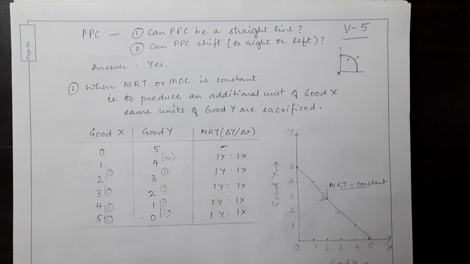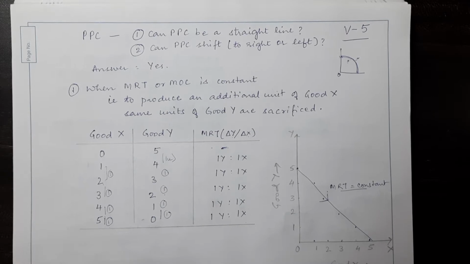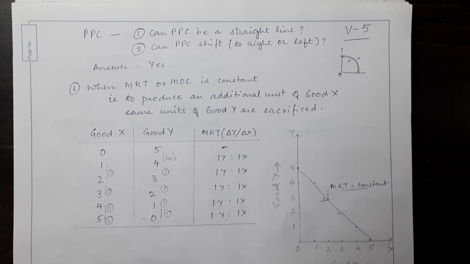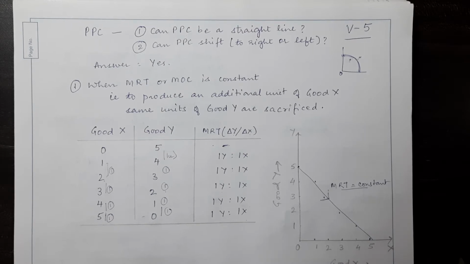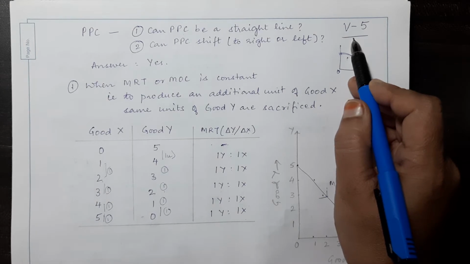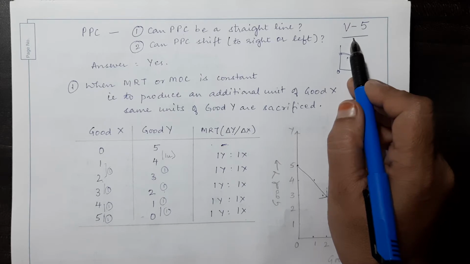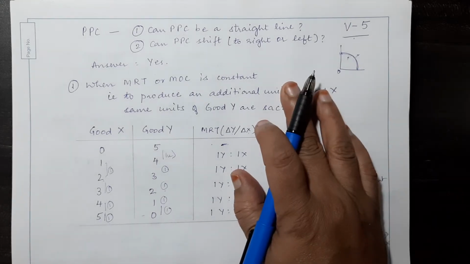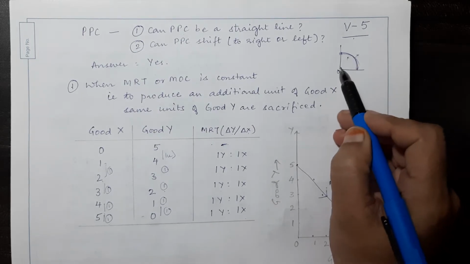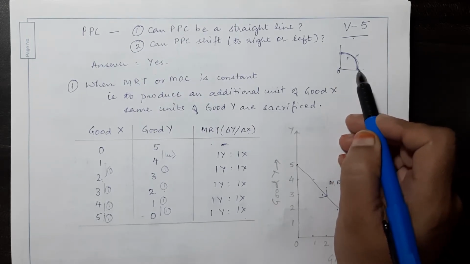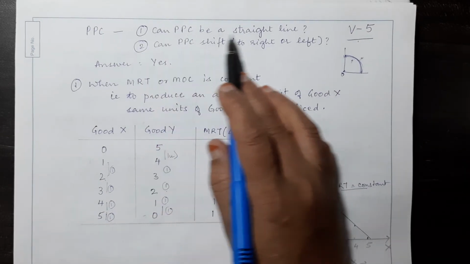In video number 4, we discussed what opportunity cost was and the calculation of marginal opportunity cost, or the MRT, which is otherwise also called the slope of the PPC. In this video number 5, we are going to discuss certain points about PPC. Certain questions arise in our mind when we see that PPC is concave in shape to the origin and it is downward sloping. Now the question that comes to the mind is, can this PPC be a straight line?